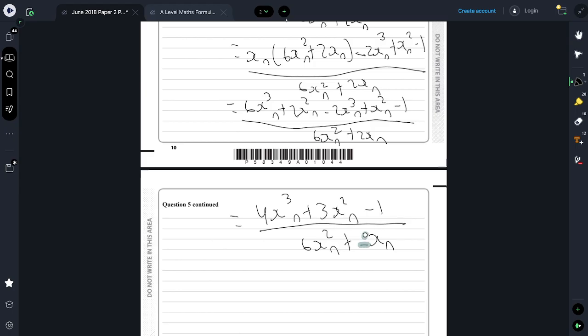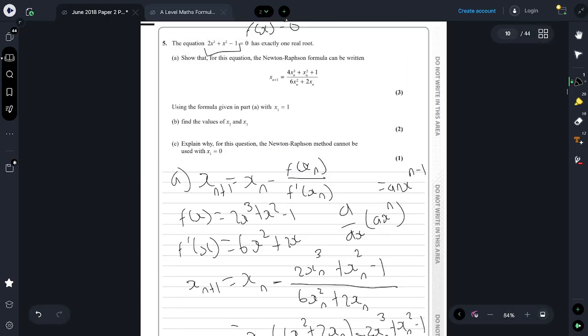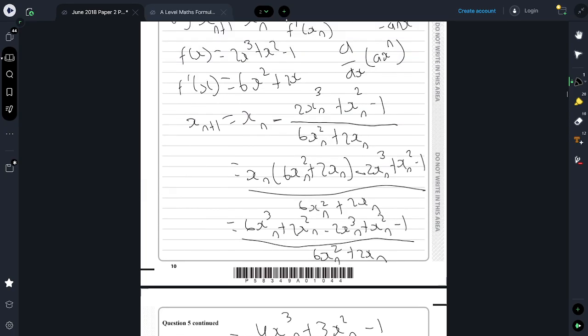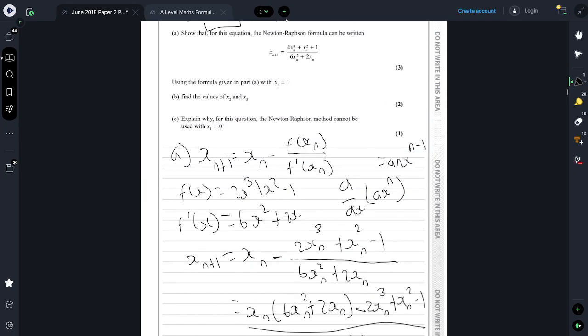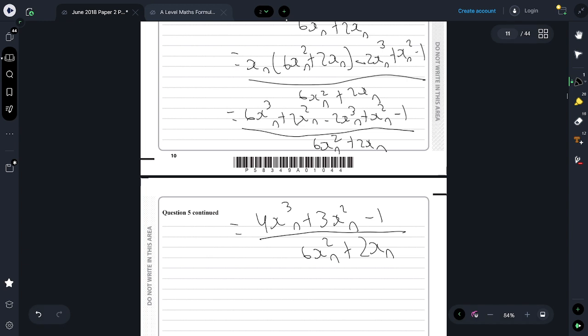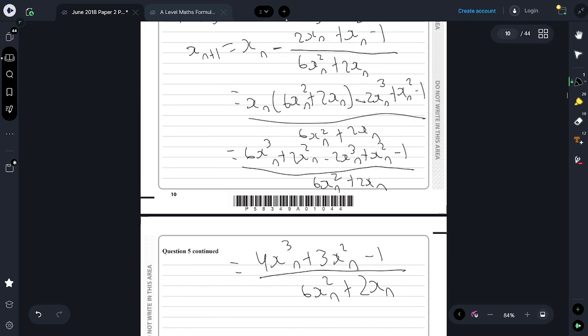So let's check with the final answer. Is it in the form 4x cubed plus x squared? Well, we've got 3x squared, so something's gone wrong there. Over 6x squared n plus 2. Everything's right apart from this. So let's have a check what we've done wrong. It could be we added the wrong sign. Let's have a look.